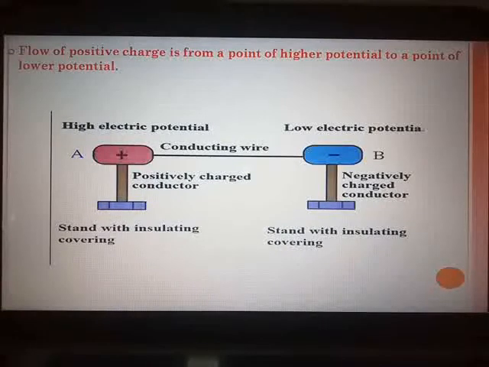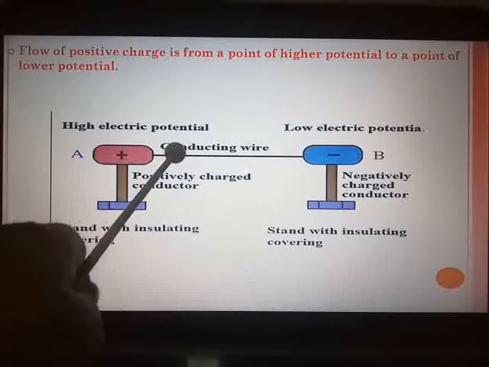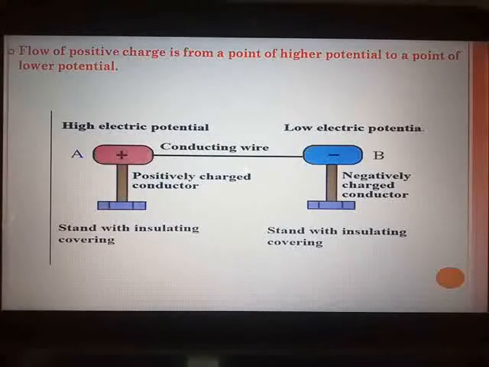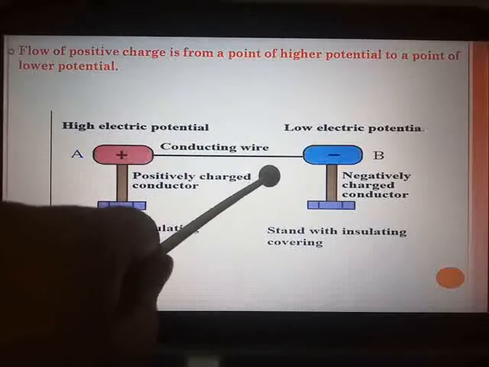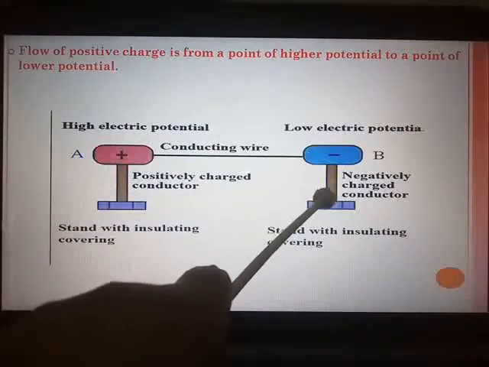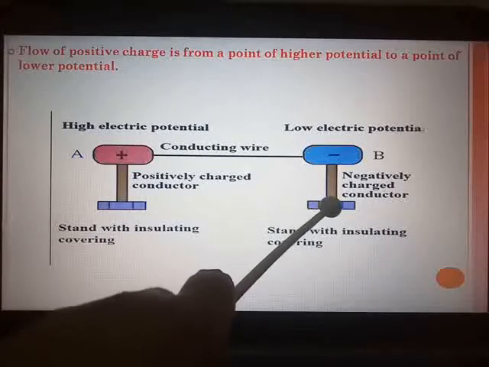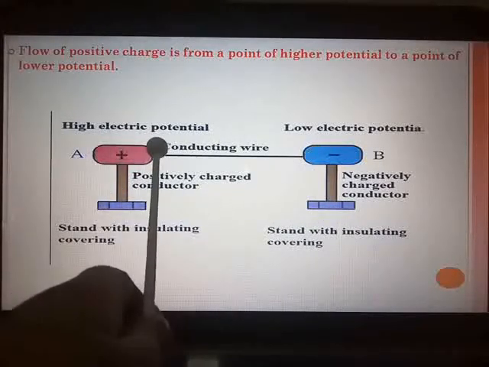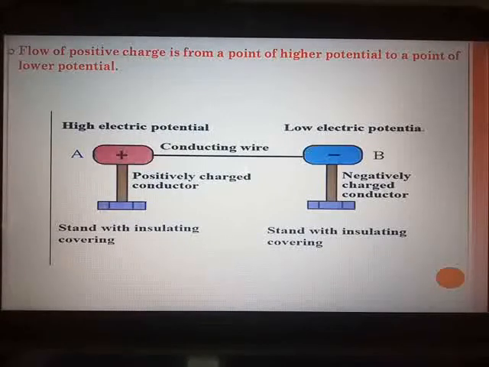When both of these are connected by a conducting wire, meaning a wire which can allow the flow of current, a potential difference is created between both the ends, and the electrons will flow from B to A. Why B to A? Because electrons are negatively charged. So they will flow from B to A through the conducting wire, and this flow will continue until both the conductors, A and B, have the same potential. Means until their potential difference becomes 0, and only then will the flow of electrons stop.